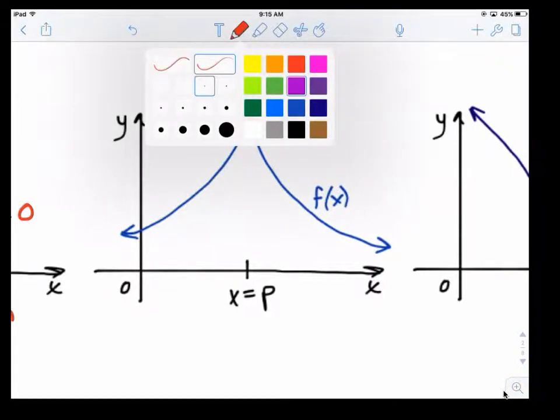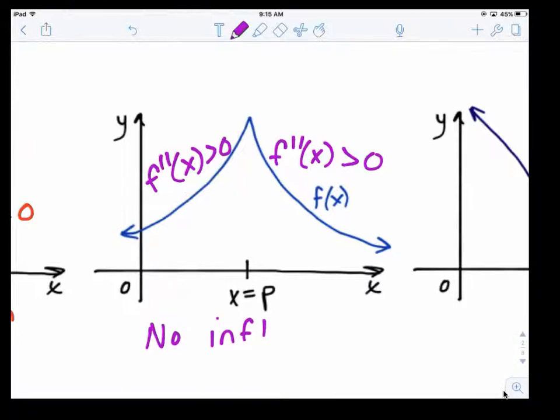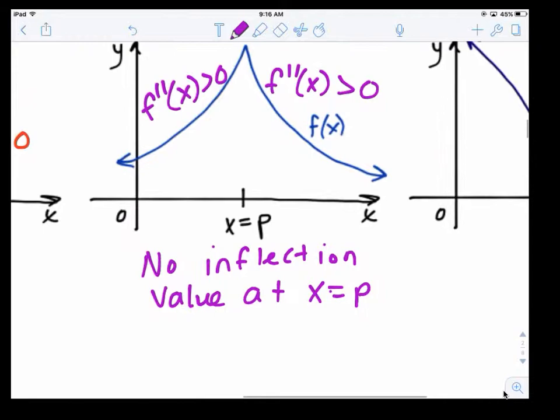All right, now what about the third one? To the left, we have concave up, so the second derivative would be positive, and to the right, the second derivative would be positive as well, because that's concave up. Do you have an inflection value at x equals p? No, right? Because there's no sign change from concave up to down. Since we're concave up to the left and to the right, you do not have an inflection value at x equals p. No sign change.